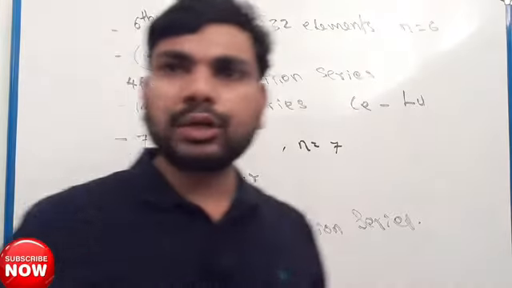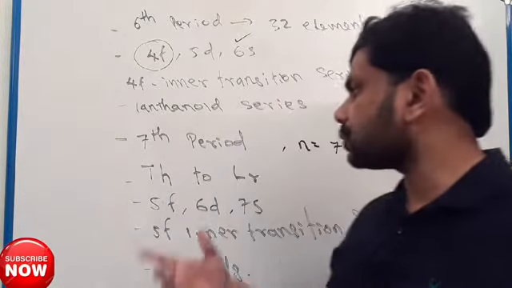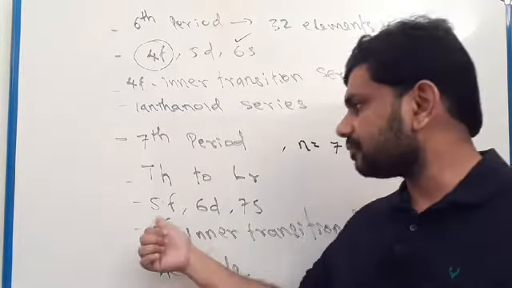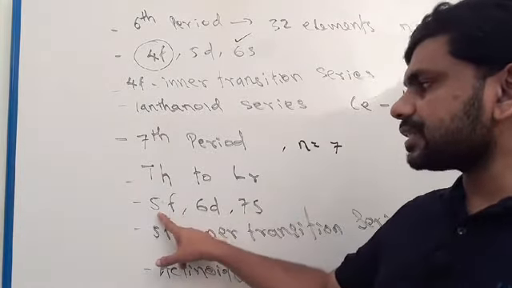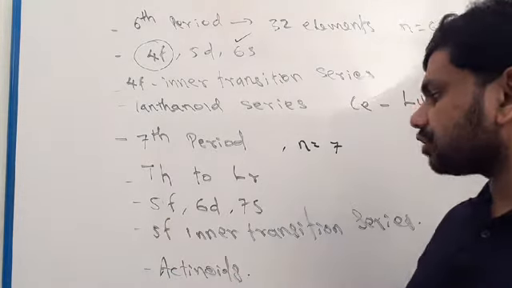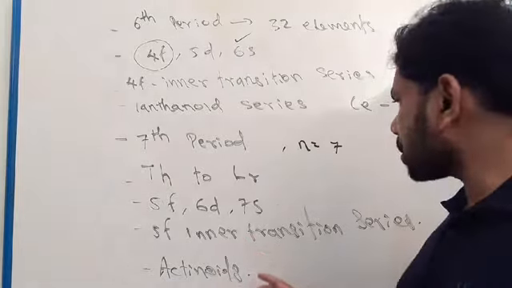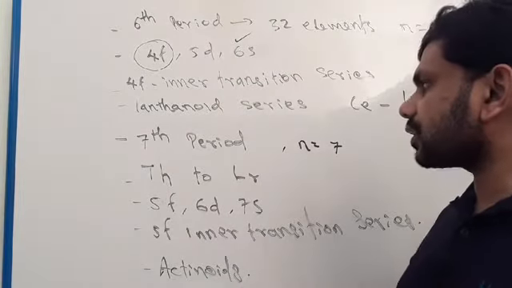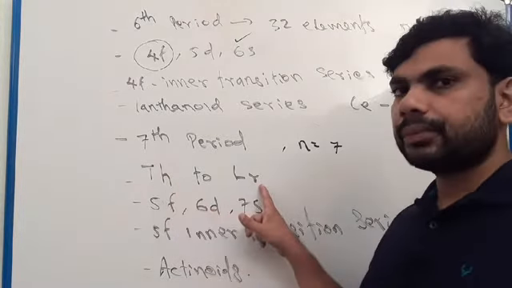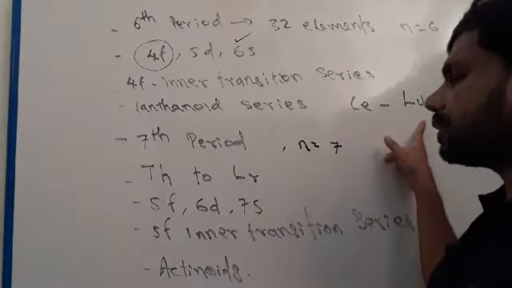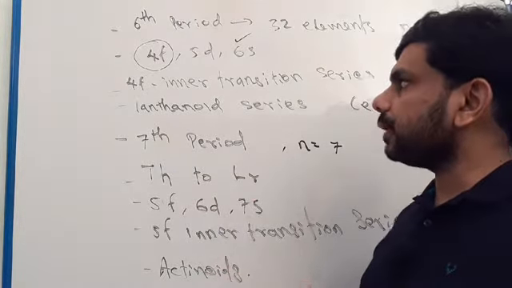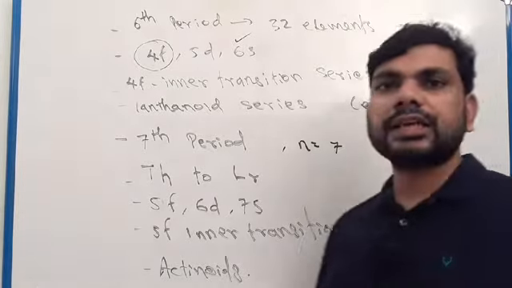In the 7th period, n is equal to 7, and the outer shell electronic configuration is 5f 6d 7s. That's why these elements are called 5f inner transition series. These elements are also called actinoids. Actinoids start from thorium to lawrencium. The first one is cerium to lutetium, and here it is thorium to lawrencium. So remember these things related to the 6th and 7th period. Clear?